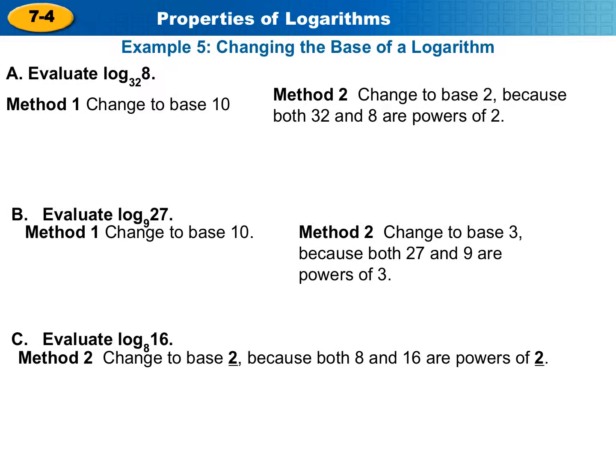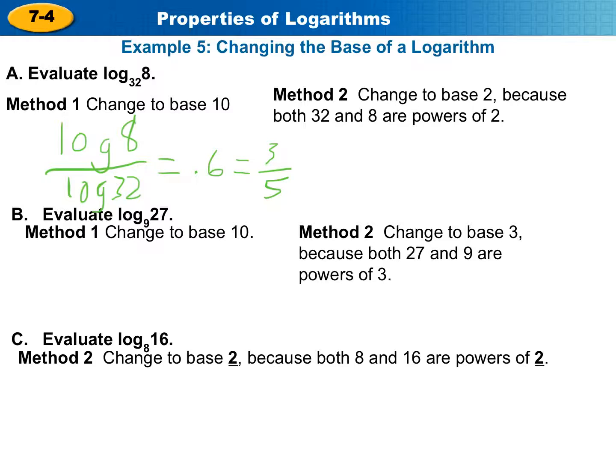So for this one, I would probably just use method 1. If you want to do these other methods, you can. Either way is going to be fine, but method 1, where you change it to base 10, you use your calculator. So it would be log of the bigger number on top divided by log of the smaller number on the bottom. Make sure you use parentheses here, and when you type it in and simplify it, you get 0.6 or 3/5. I'm fine with the decimal, I'm fine with 3/5, either one is fine.